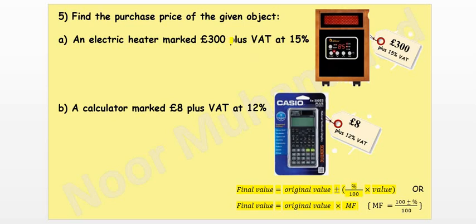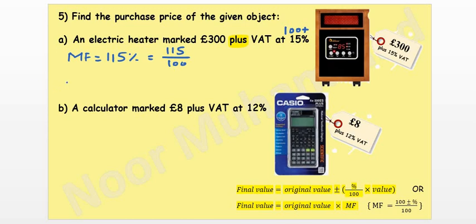So the keyword is plus, which means this is the case of increase. How will you find the multiplying factor now? Many times I told you, whenever it's a case of increase, that means 100 will be added to the percentage. So the multiplying factor we will get is 100 plus 15, that will be 115%, and you will change it into a fraction. You know that percentage means out of 100. So the multiplying factor is right now 115 out of 100.